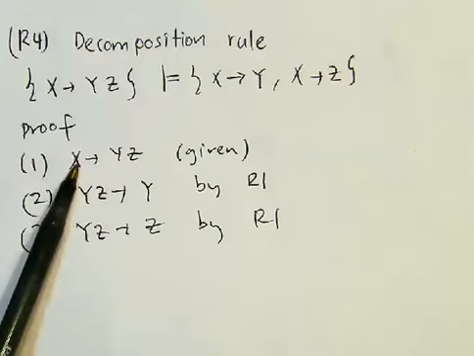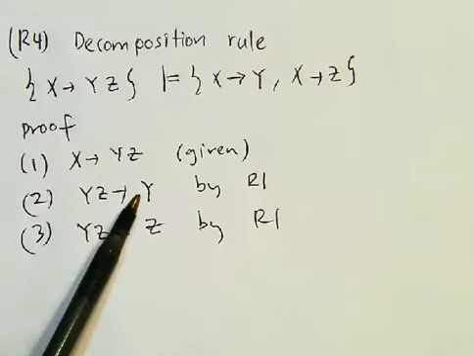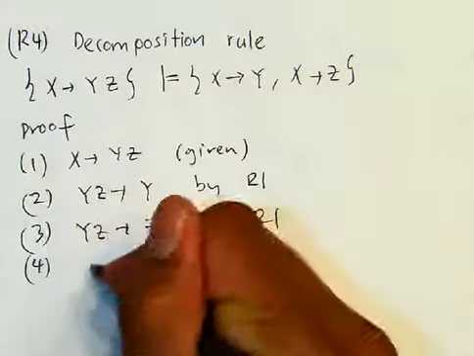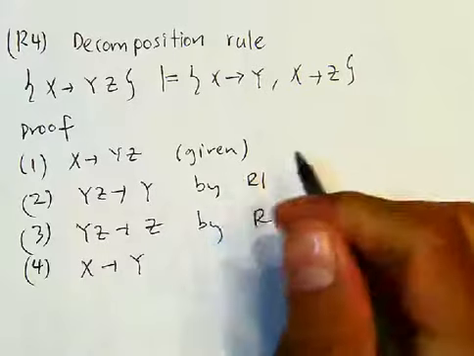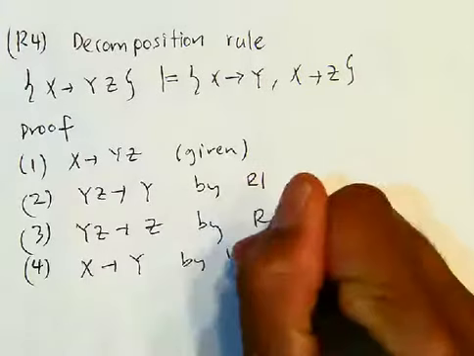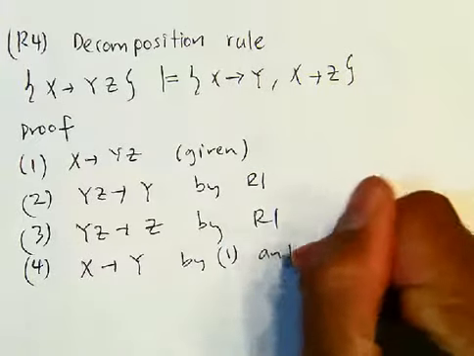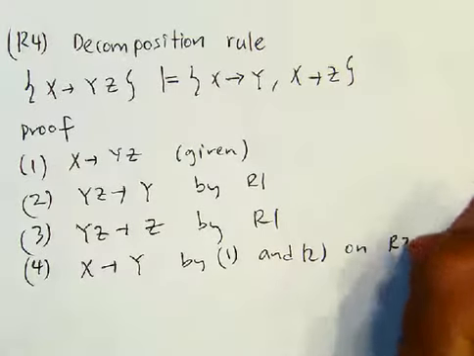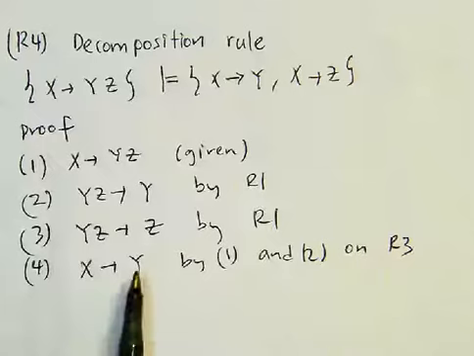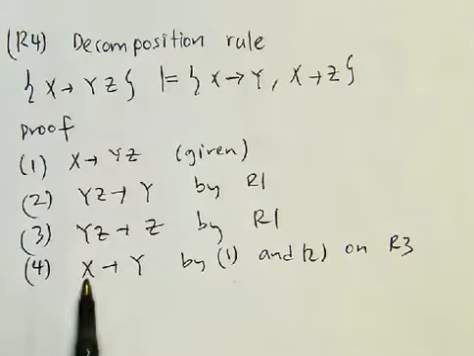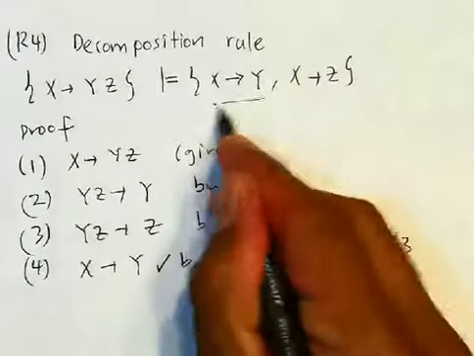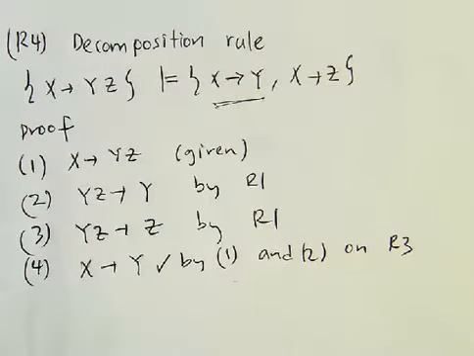Now we can do transitivity. Look, X implies YZ and YZ implies Y. So transitivity is rule 3. My fourth statement will say by transitivity I can say X implies Y. How? By using statement 1 and statement 2 on R3. So here is the justification of the validity of why this is true. This is my fourth statement. Then we put a check that says this is what we're looking for. So I got one of the things that we wanted to prove.